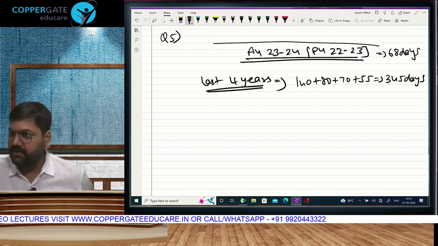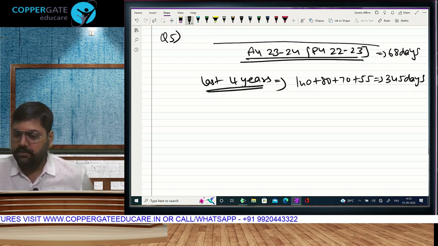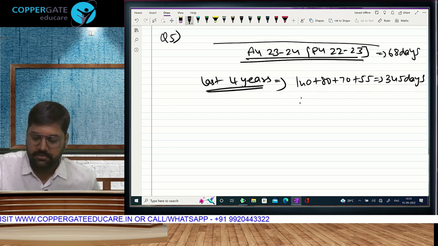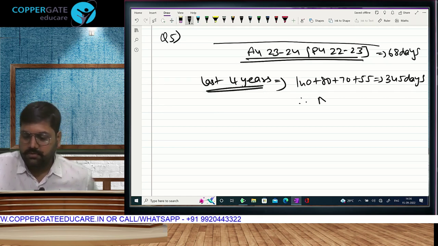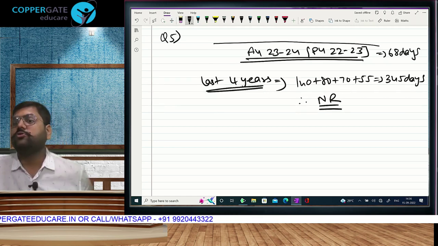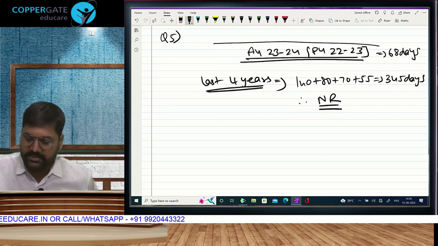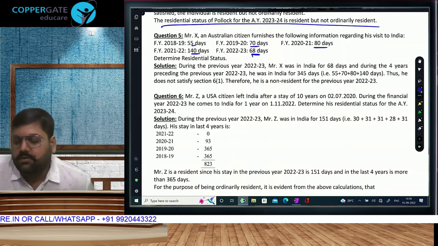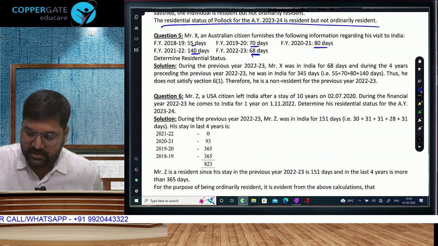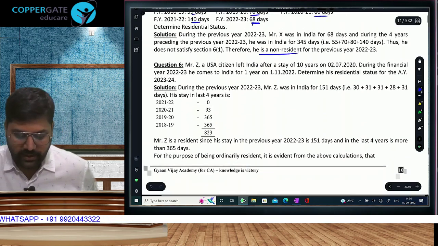Samjha? So everyone agrees with 345? Yes. Draw a conclusion. Not a resident नहीं बोलने का. You should say non-resident. Assessee therefore is a non-resident. And that is the manner of writing the answer. Is this clear? Okay. Question number 6.